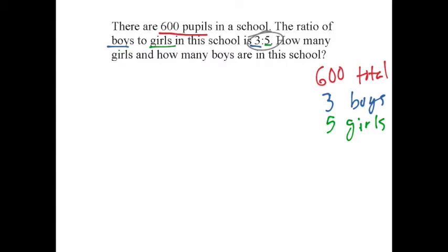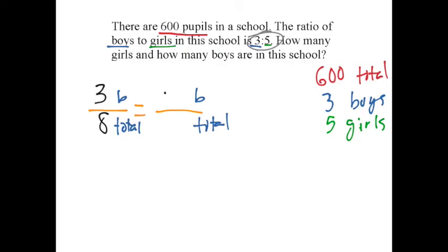Well, if we use that information, we can build the proportion as such. We'll start with boys. Okay, this is the total, and this is boys, and this is the total. Okay, so we know that for every 3 boys, there are 5 girls, which means out of every 8 total, 3 will be boys.